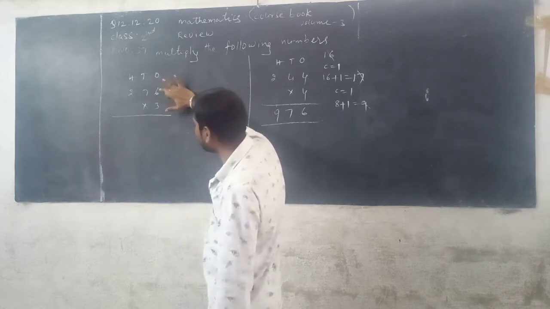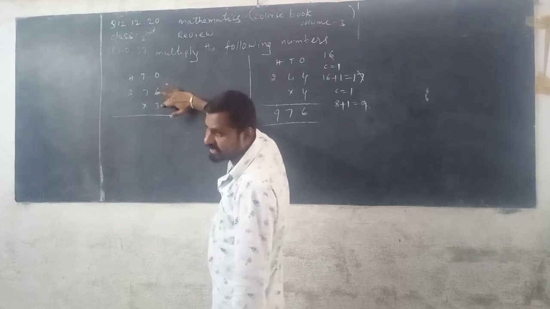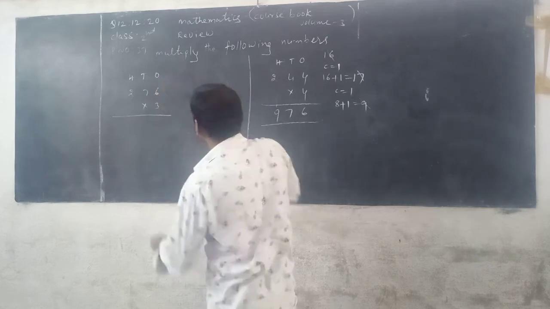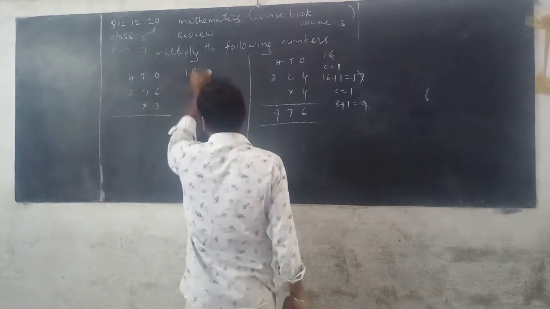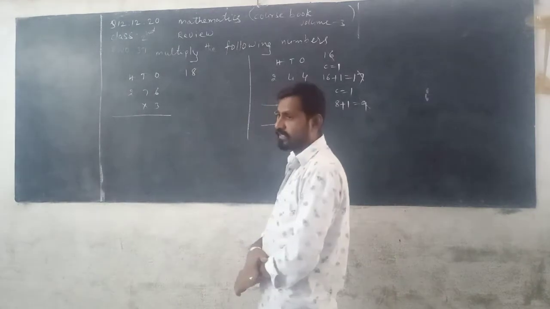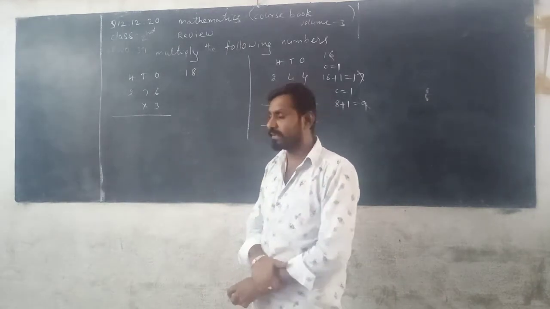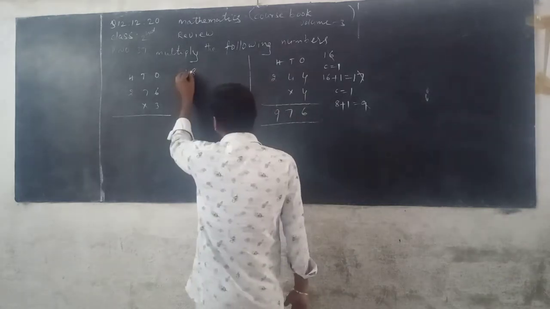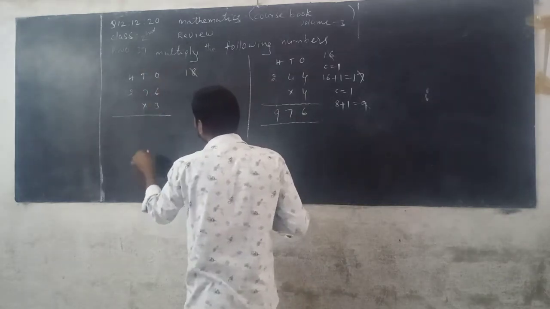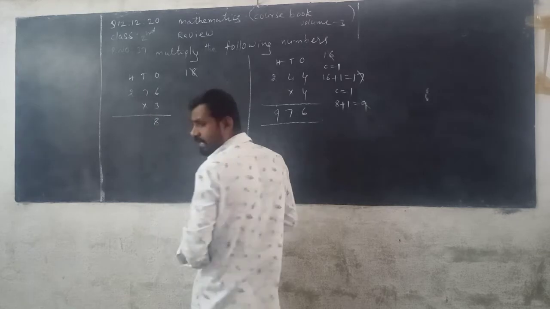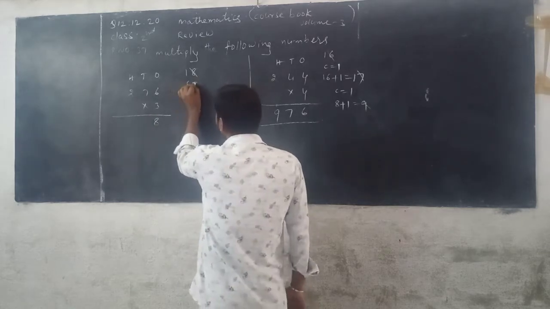6 is multiplied with 3. Then you can read the 3 table. 3 sixes are 18. Write down. So 18 is a 2-digit number. Here 8 is taken and written down as the product of the ones column, and carrying 1. C for carrying.